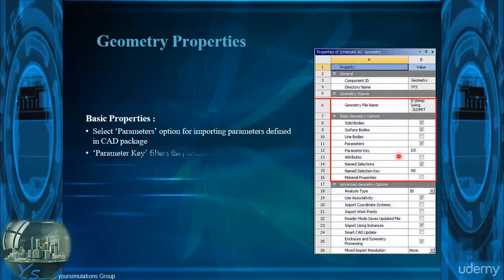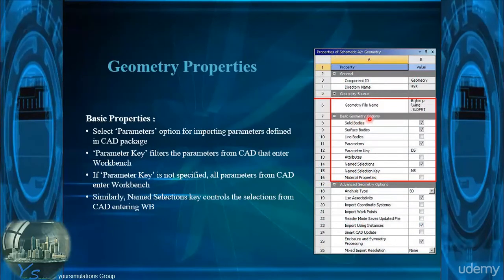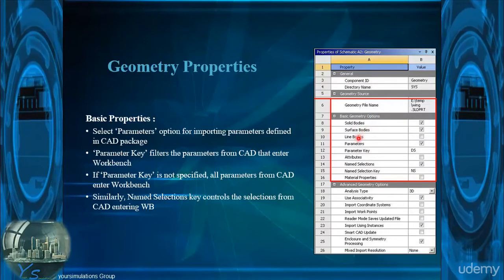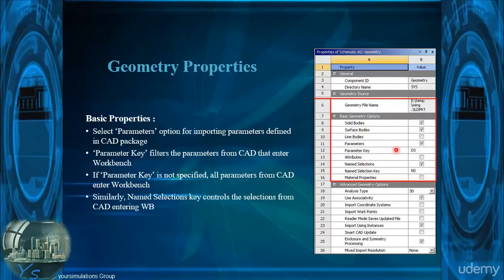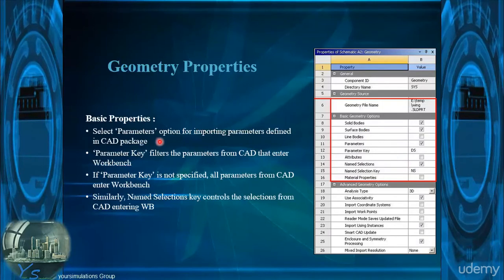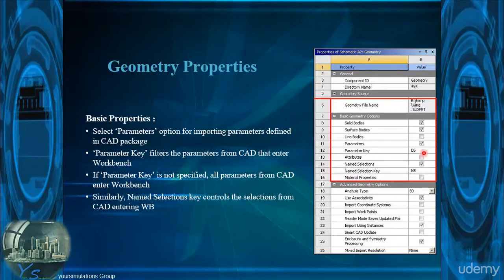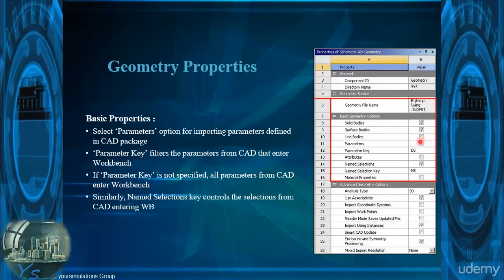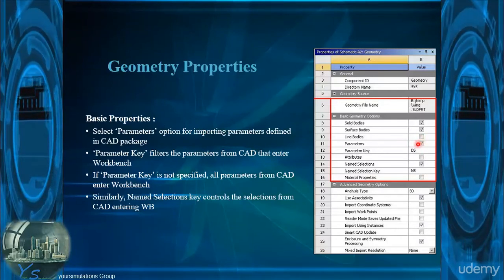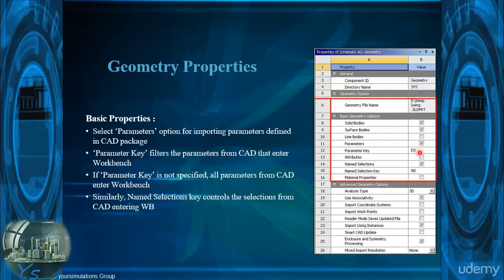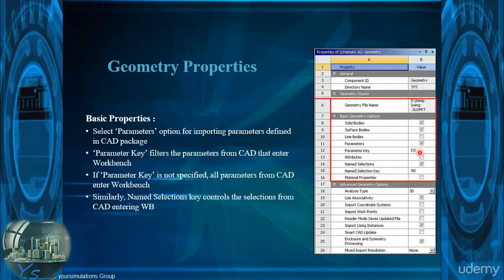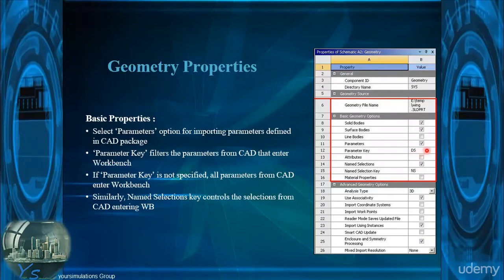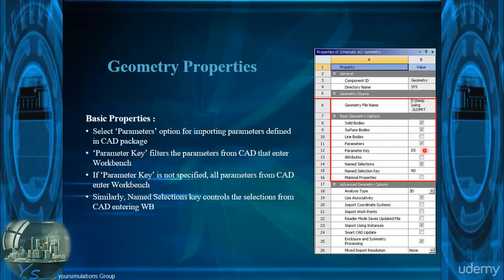So firstly, here we can see the basic properties associated with CAD import. Here we can see all the properties at the top associated with basic geometry options. We select parameters for importing parameters defined in the CAD package, so we simply check this button on here, parameters, and this allows all parameters with the correct prefix to be imported directly from the CAD file. The parameter key is the prefix on the parameter name that can be imported. So DS will allow all parameters with DS as a prefix to be imported.